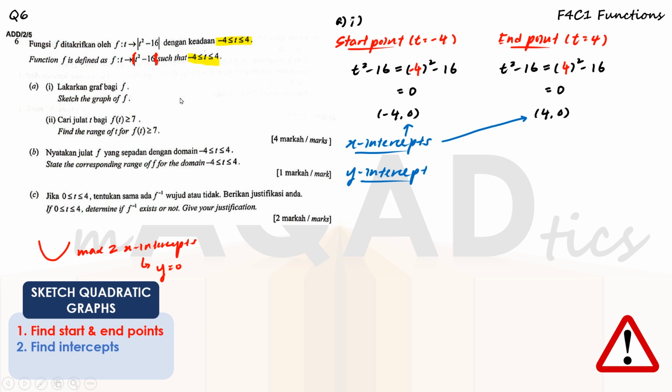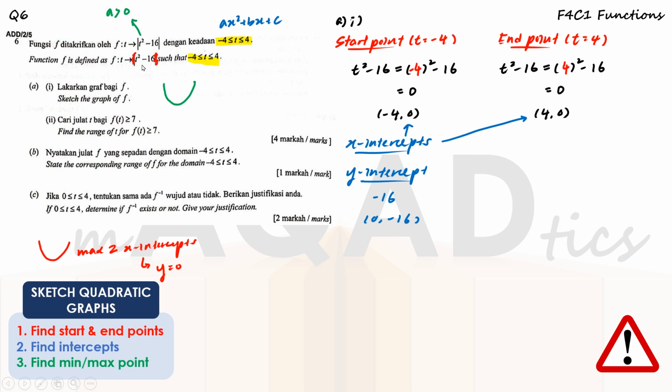And the y-intercept here is negative 16, because we know that in ax squared plus bx plus c, which is the quadratic function, c represents the y-intercept. So if I compare here, c is negative 16. So the point is (0, -16). Okay, and the third thing is to find the minimum or maximum point. So let's analyze the function here. We know that a is more than 0, so it will be a smiley face.